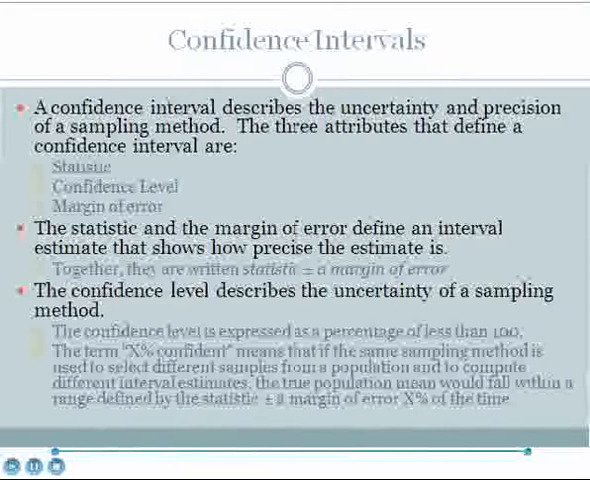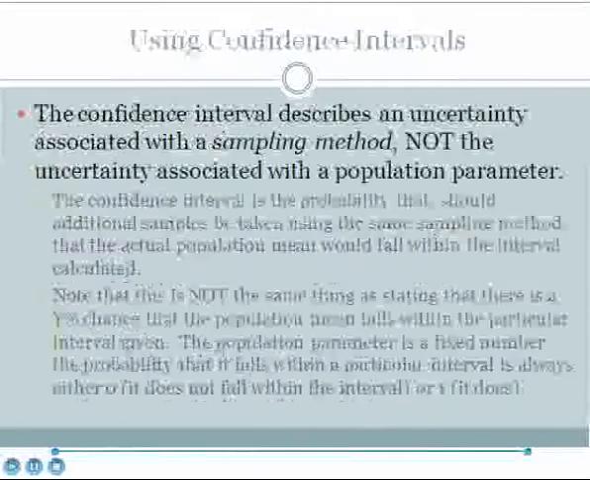Note that the confidence level describes the uncertainty of the sampling method. The confidence level is expressed as a percentage of less than 100. The term X% confident means that if the sampling method is used to select different samples from a population and to compute different interval estimates, the true population mean would fall within the range defined by the statistic plus or minus margin of error X% of the time.